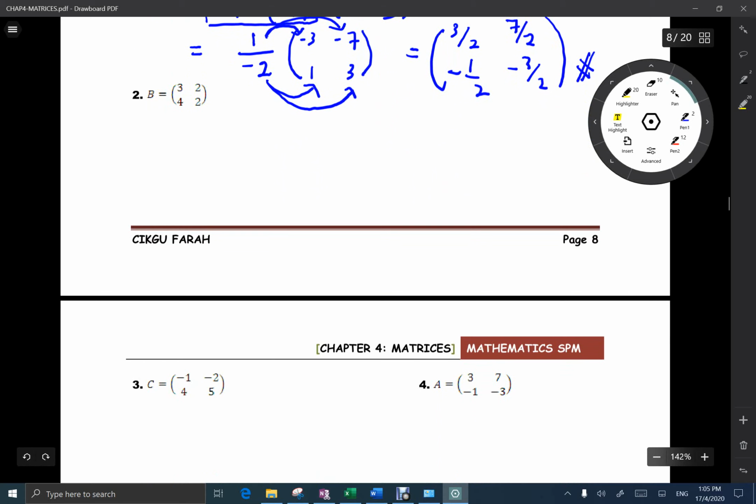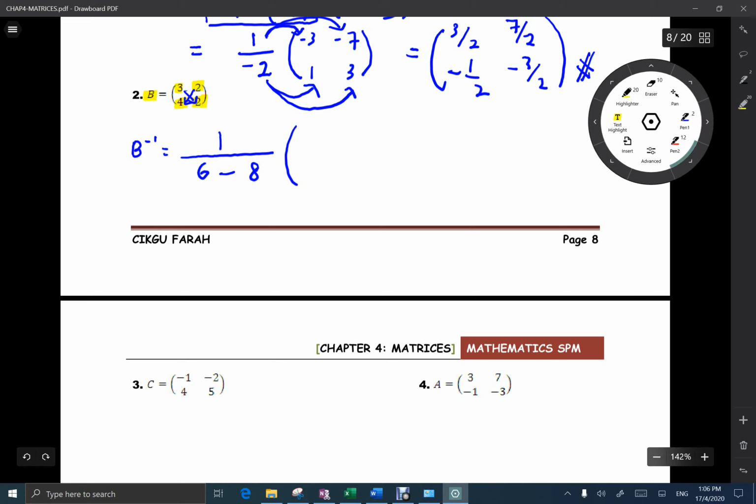Okay, kita try buat the second one. Okay, given that matrix B is 3, 2, 4, 2. So, now find the inverse matrix of B. Again, okay, inverse matrix of B. The formula is 1 over determinant. So, what is determinant? Is AD minus BC. It's actually you just cross multiply. Okay, AD minus BC tu sebenarnya cross multiply je. 3 times 2 is 6 minus 2 times 4 is 8.